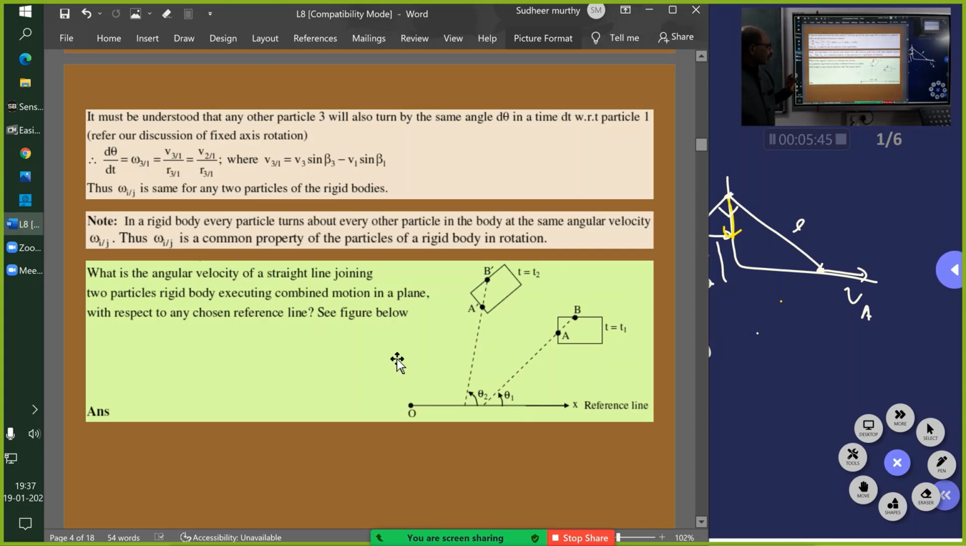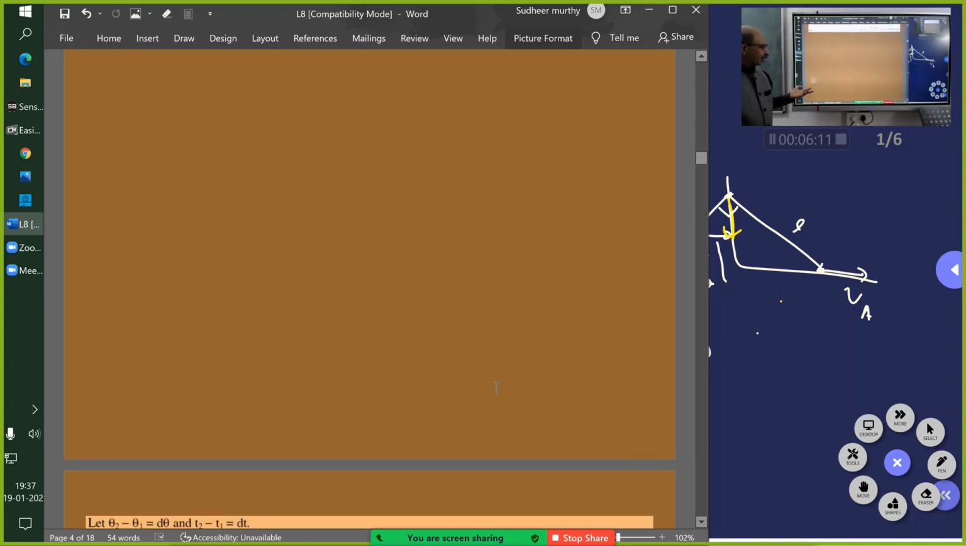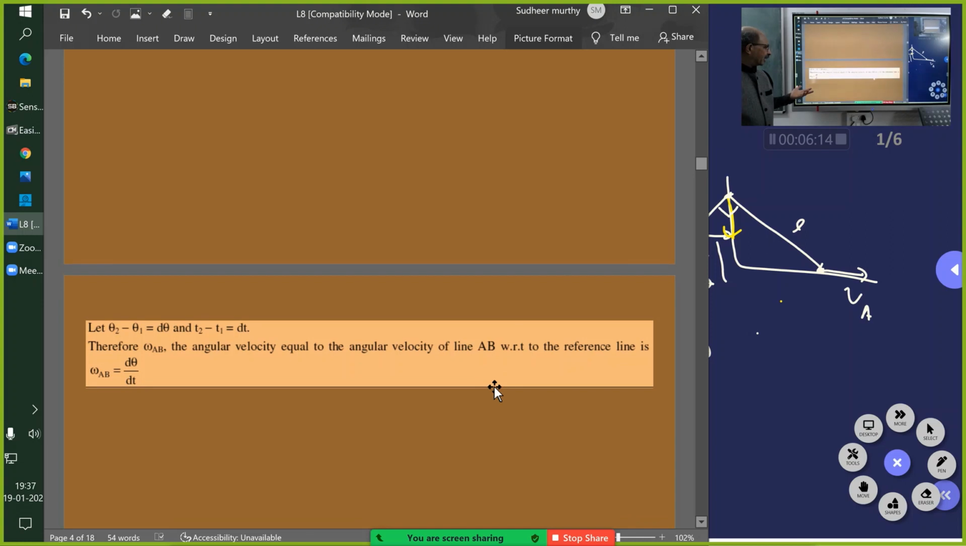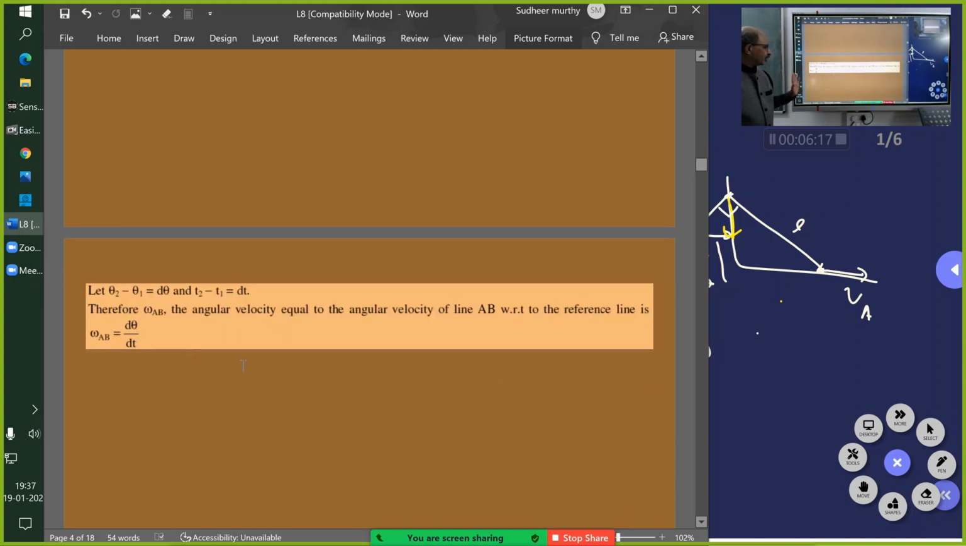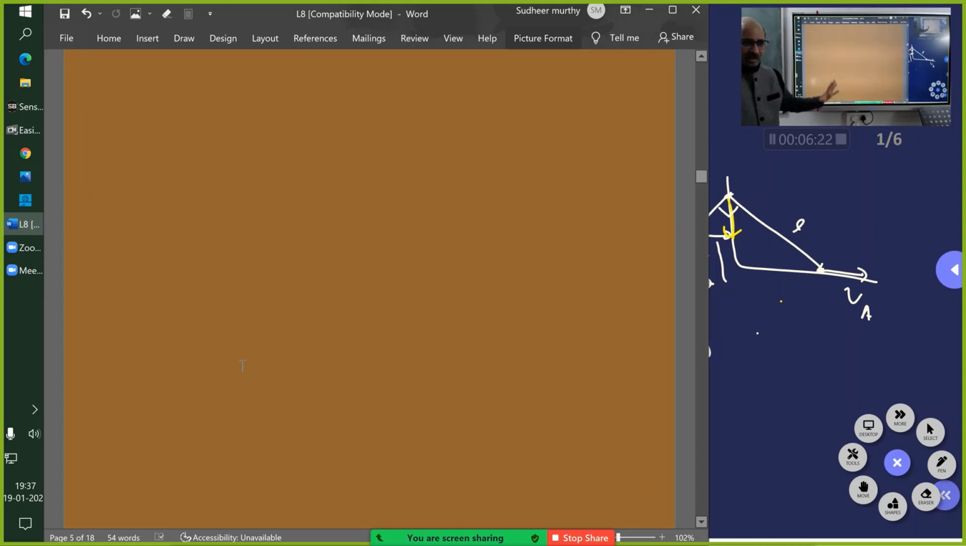Now, what is the angular velocity of a straight line joining two particles? That is, what is the angular velocity of this line of the two particles executing the combined motion? It is θ2 minus θ1 divided by t2 minus t1. It is not difficult at all. So, therefore, omega AB is equal to dθ by dt. I made the diagrams ready so that we can quickly learn and save time.